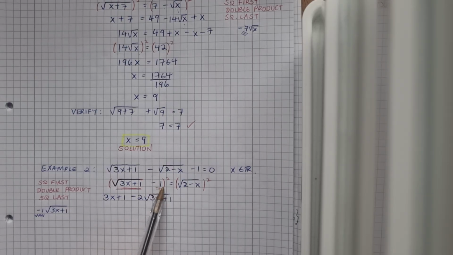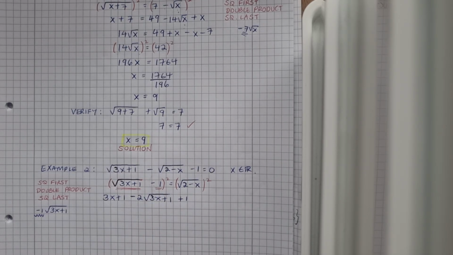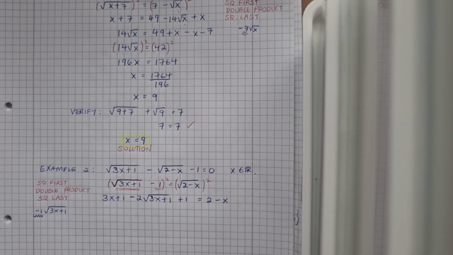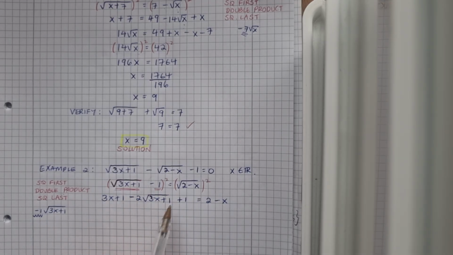So again, just watch out, because if I'm squaring that, a minus by a minus will be a plus. That's my left-hand side squared out. The right-hand side is easier because I'm just squaring a square root. So the right is just 2 minus x. Now, I've still got the square root floating around in here. So I need to move that to one side by itself, and then I need to square again.